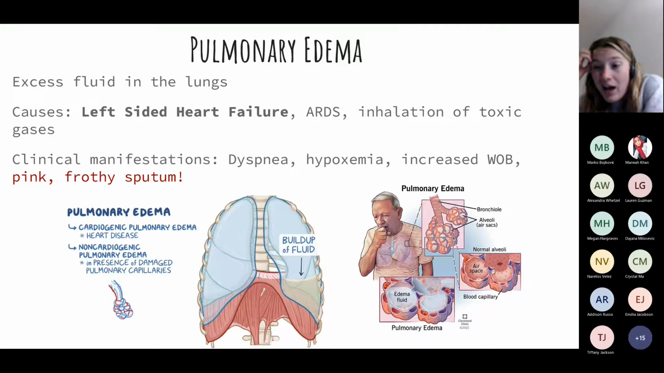So these patients are going to have symptoms where they might tell you, I feel like I'm suffocating. I can't catch my breath. That's because their lungs are literally drowning in fluid. So you're going to see hypoxemia, increased work of breathing, and especially pink frothy sputum because all that blood's backing up into the lungs.